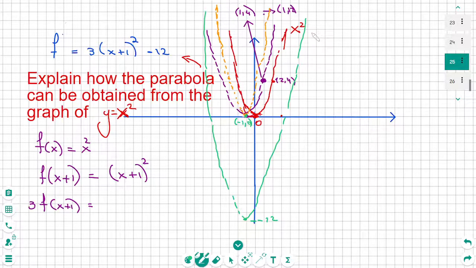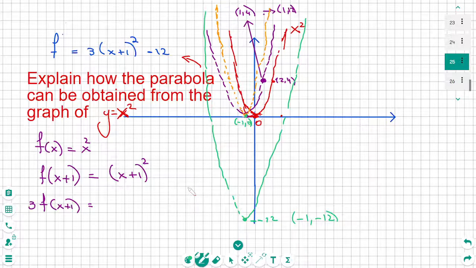Now, if the question tells you to find the coordinates of the vertex, the lowest point of the parabola, obviously the minus 1, comma 0 has gone into minus 1, comma minus 12, because the vertical translation affects only the y coordinates. They go down by 12 units.